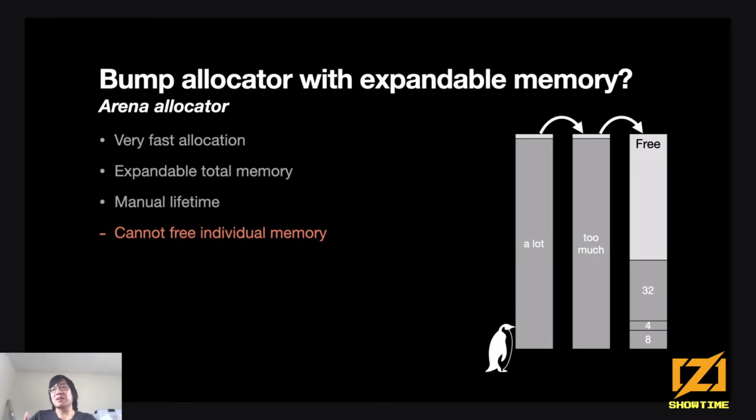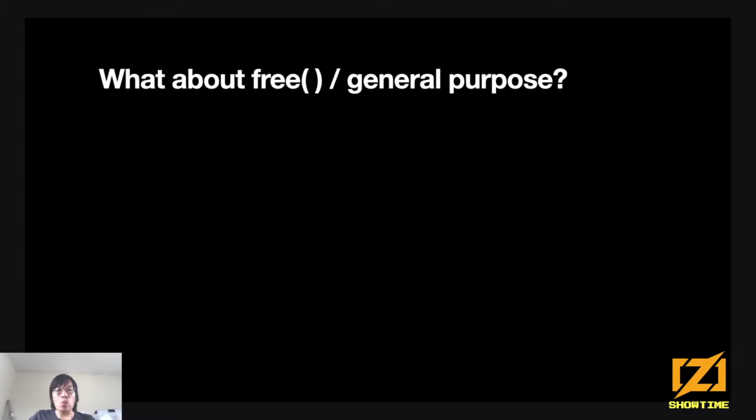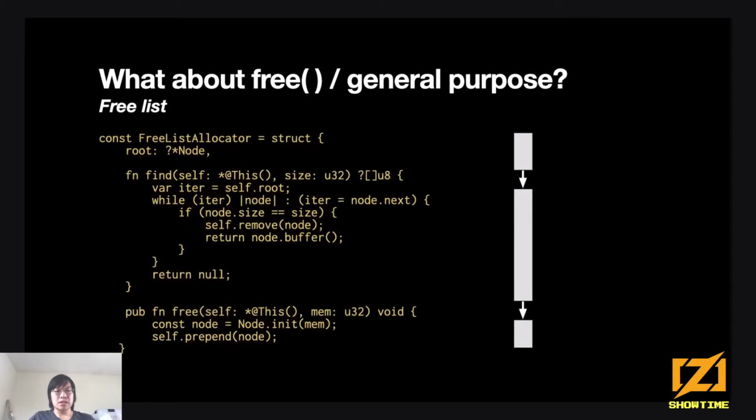However, there's still a problem with not being able to free memory. I'm not saying that it doesn't happen, because it always does. So what do we do about freeing memory? How do we make this memory allocation general purpose? The easy solution is we just create some metadata and stick it in a free list. And how that works is looking at this code here.